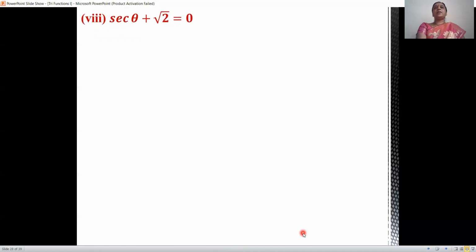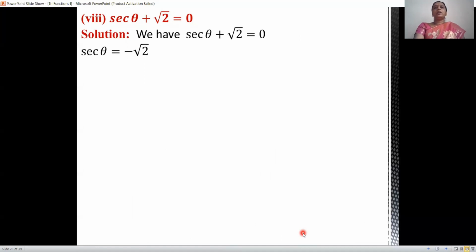Now take the next example, sec theta plus root 2 is equal to 0. Again we have to convert this into cos. Write down here, sec theta is equal to minus root 2. Take the reciprocal, this will be cos theta is equal to minus 1 by root 2. Now go to your 360 table, where we will get the value of 1 by root 2 at cos pi by 4.